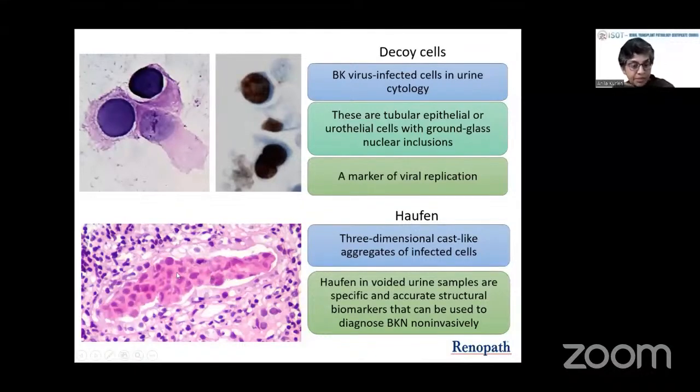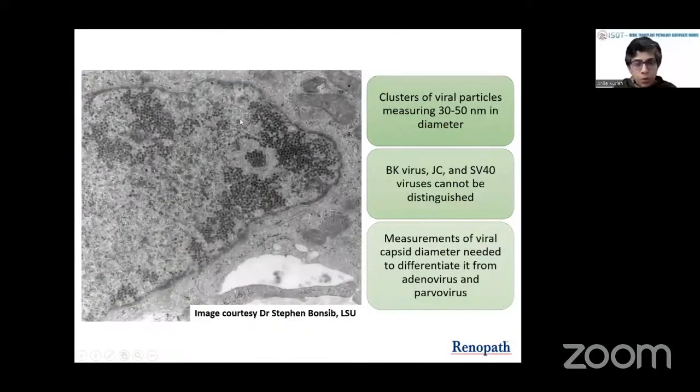Now, these cells can pass out in the urine, and this is again used as a non-invasive diagnostic finding in BK polyomavirus nephropathy. We really don't do an EM routinely to identify it. IHC, immunohistochemistry, is the gold standard. But if you do an EM, this is what you see: intranuclear inclusions. And again, EM cannot differentiate these viruses. All of them look identical.